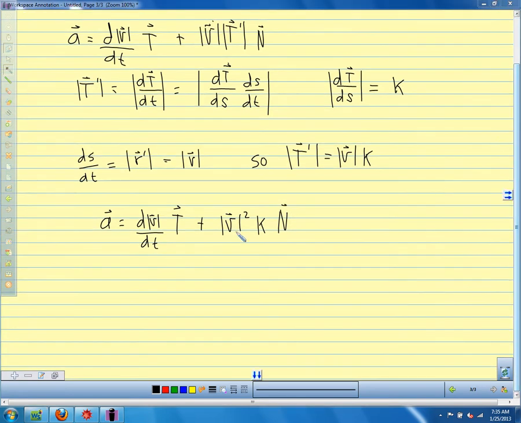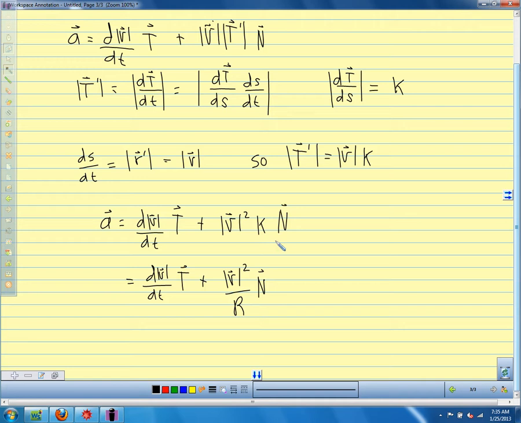And how can I rewrite v squared times kappa? How is kappa related to the radius? 1 over R. So plus the magnitude of v squared over R times our unit normal vector. So in physics, what do you call v squared over R? That's the centripetal acceleration.